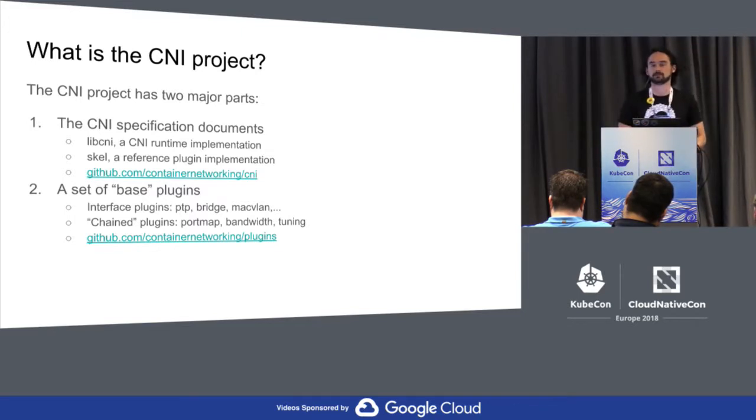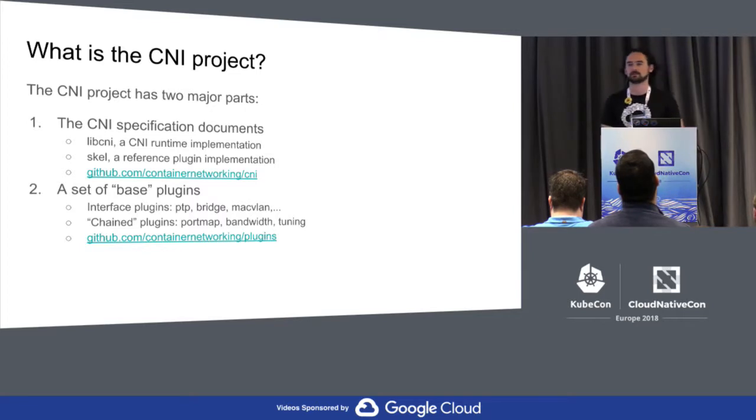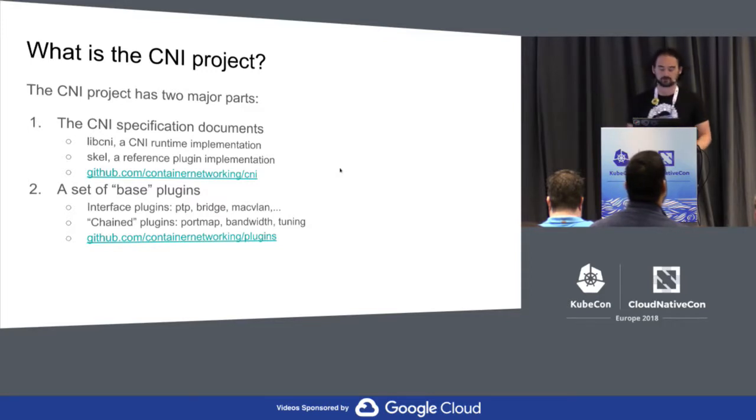The CNI project also maintains a set of base plugins. These were originally, incidentally, part of the same repository as the specification, but it became clear that that was not necessarily the right choice because they go at different cadences. And while the CNI plugins are official, they're certainly not necessary for use. This set of base plugins are some pretty common interfaces. And again, these plugins don't actually have any Kubernetes-specific logic in them because CNI is not Kubernetes-specific.